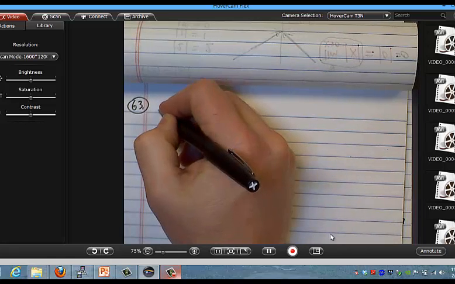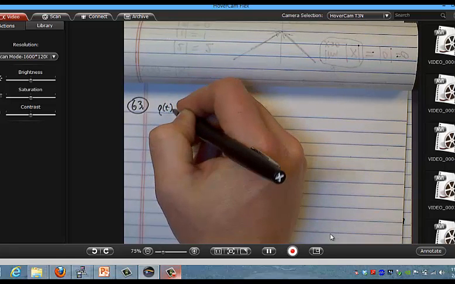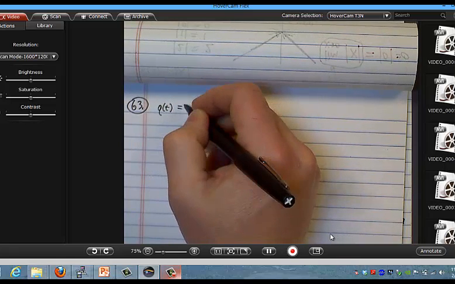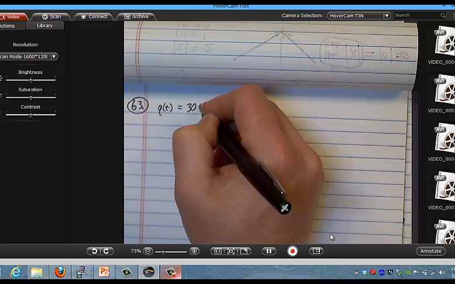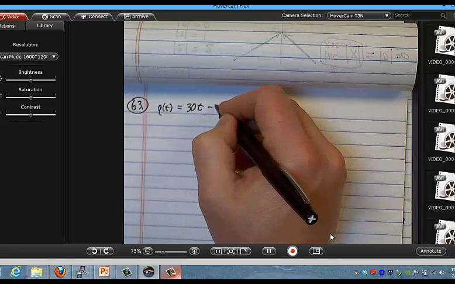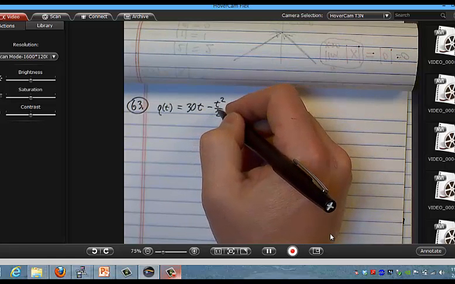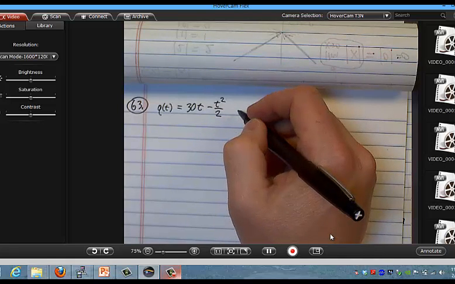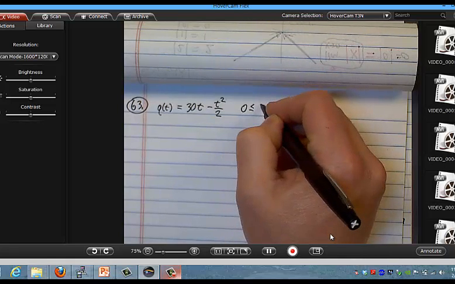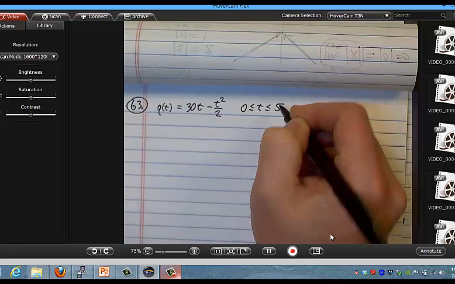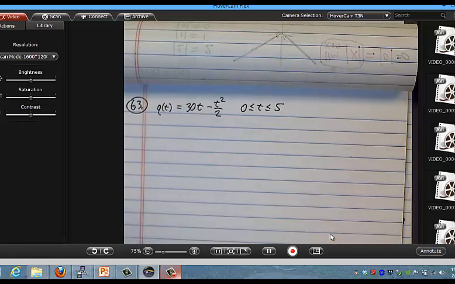I think these are the problems that could be harder. You know, you could do the basic computations, but then can you interpret what's going on? So it tells me that monthly sales of the Bluetooth headphones, this is a sales function, monthly sales function. It's modeled by 30t minus t squared over 2. And it says 0 less than or equal to t less than or equal to 5. What does it say t is measured in here?